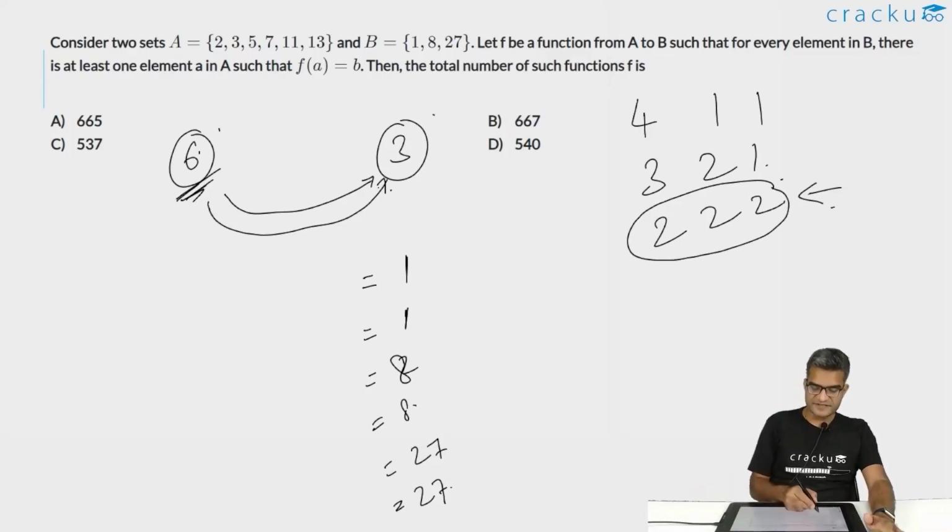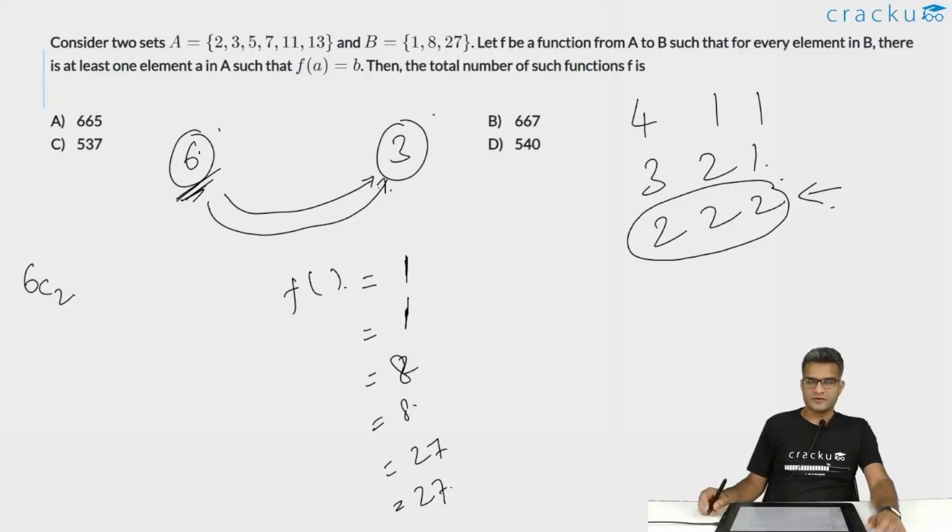Overall, we have 6 elements in A. We are distributing them as 2, 2 and 2. In how many ways can we do this? The 2 elements for which f of that element is 1 can be selected in 6C2 ways. Now you are left with 4 elements.